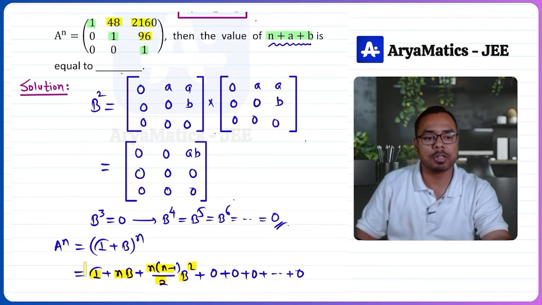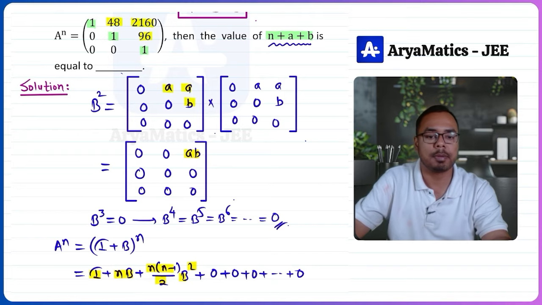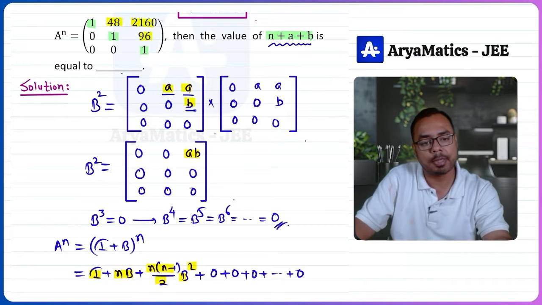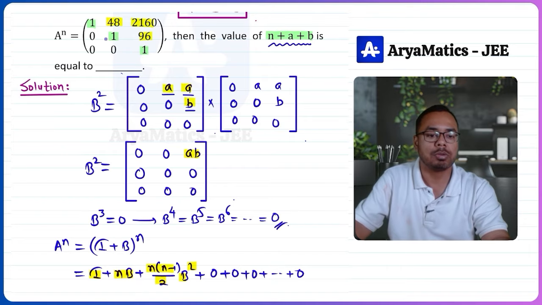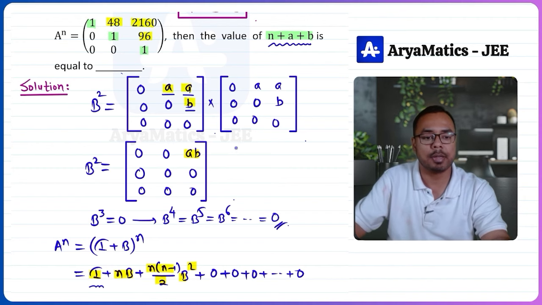So if I equate the corresponding elements, this was our matrix B. In matrix B, we had a and b. And for B square, we have ab here, right? This is our matrix B square. And in matrix B we have these three elements a and b. So the 1, 1, 1 on the diagonal will be taken care of by the identity matrix.